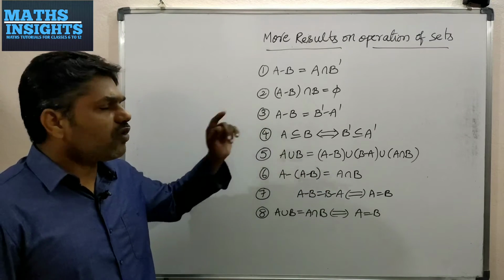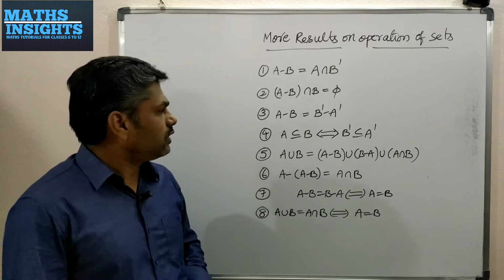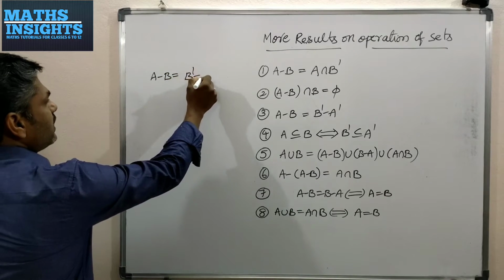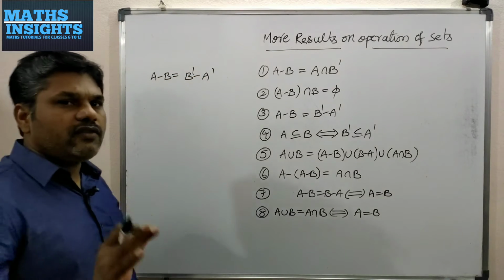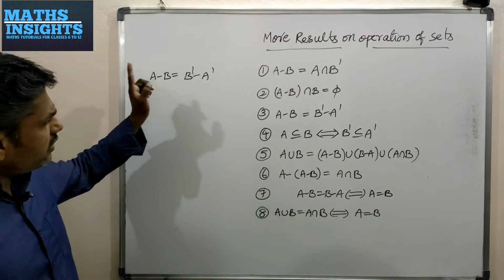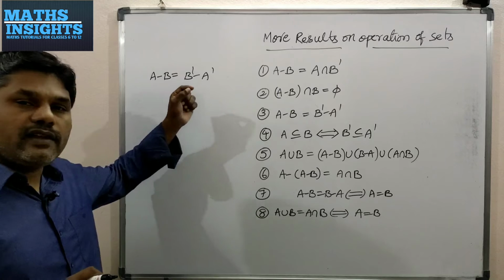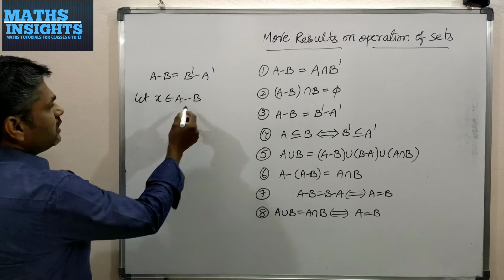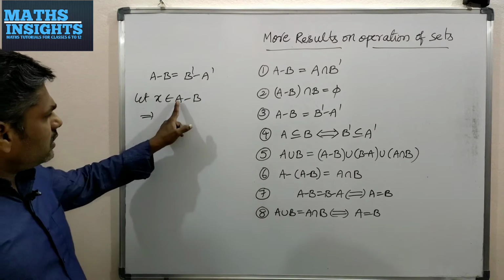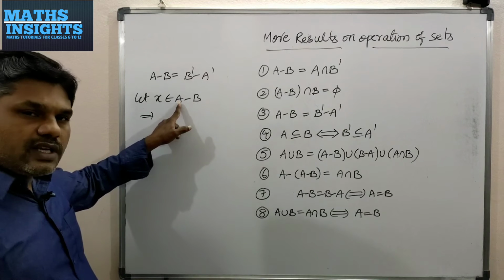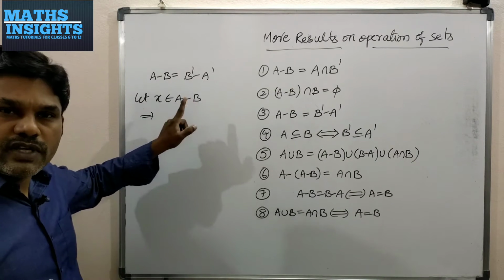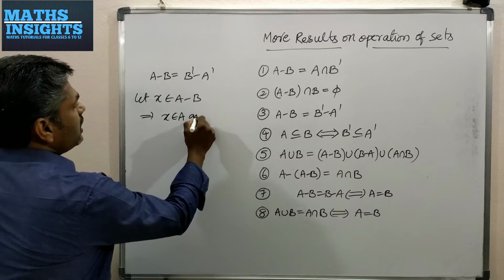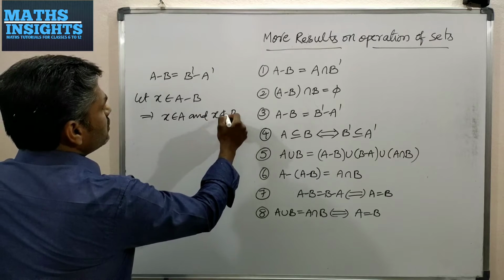Now I am taking the third result to prove. See what it says. A minus b is equals to b dash minus a dash. Similarly, I will take one element in the first set, then I will prove the same element will be in the second set also. Let x belong to a minus b. All of you know that x belongs to a minus b means it will be in a only and not in b. Why? Because you are removing b. Therefore I will write it as x belongs to a and x does not belong to b.